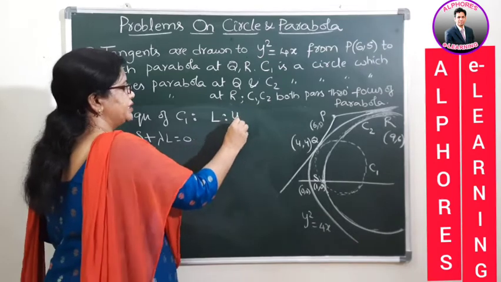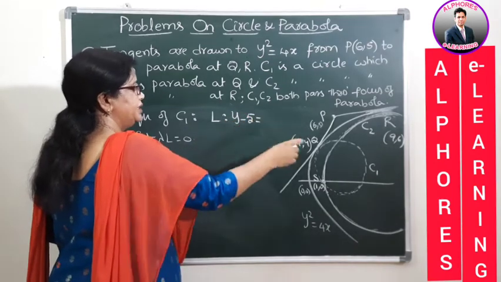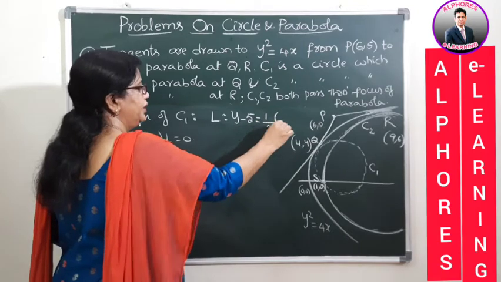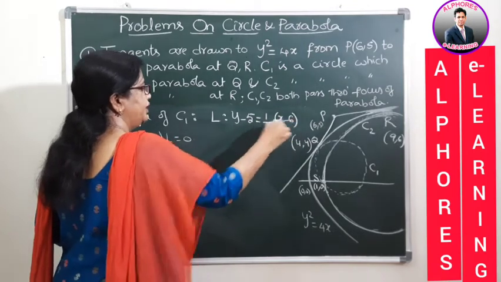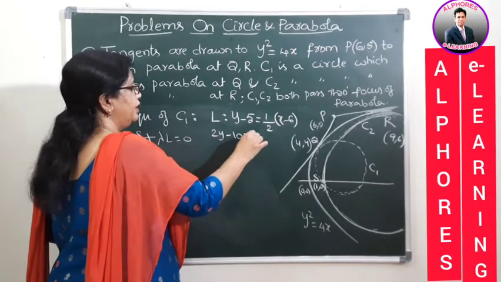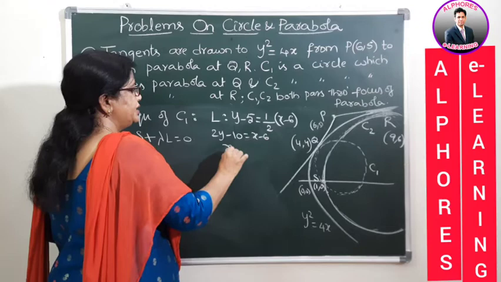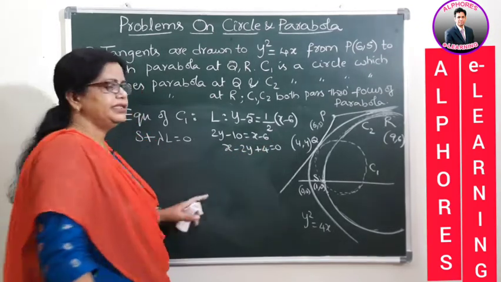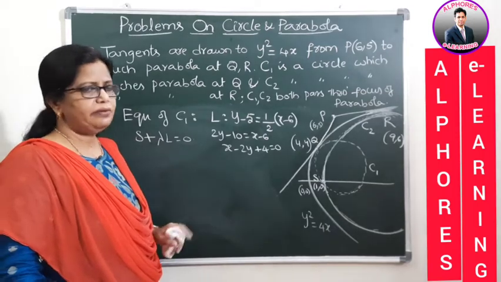So y minus 5, this is 5 minus 4, this is 1 divided by 2, into x minus 6. Therefore the line is nothing but 2y minus 10 equal to x minus 6, and hence x minus 2y plus 4 is equal to 0. So this is the tangent equation which we have observed.